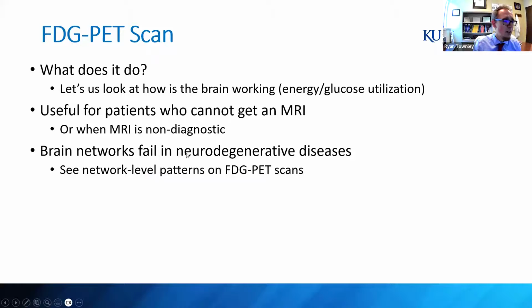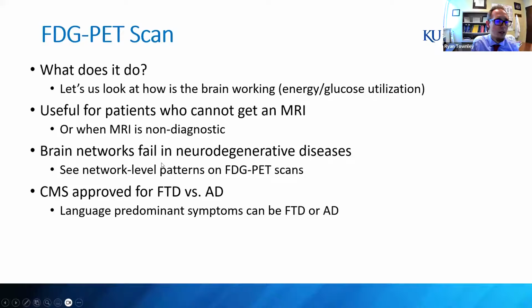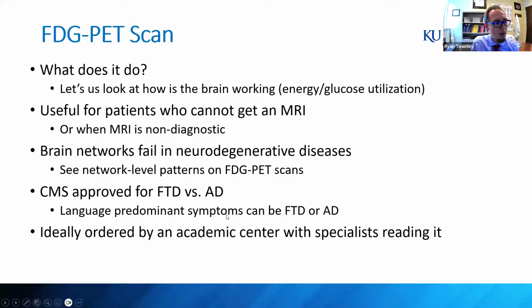Another thing to point out about these neurodegenerative diseases is that they are basically brain network failure problems. Certain brain networks are really struggling, and we see these patterns and changes on these PET scans. The Centers for Medicare and Medicaid Services, really since 2005, has had this approval for FTD versus AD. And since we have these language problems, it makes a lot of sense.